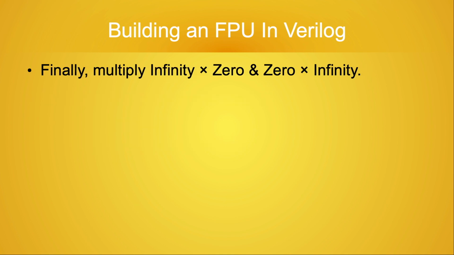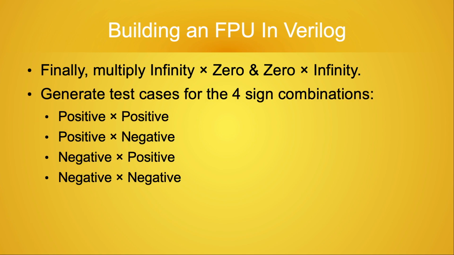Now, we finally pick up the cases where one of the operands is infinity and the other is 0. Generate all 4 sign combinations. Unlike the other products of infinity, we expect the results of these tests to be quiet NaNs. Since there are 28 test cases for multiplying by infinity, I won't include the test results here. I'll leave you to run the test cases for yourself so you can verify that all of the cases work as expected.